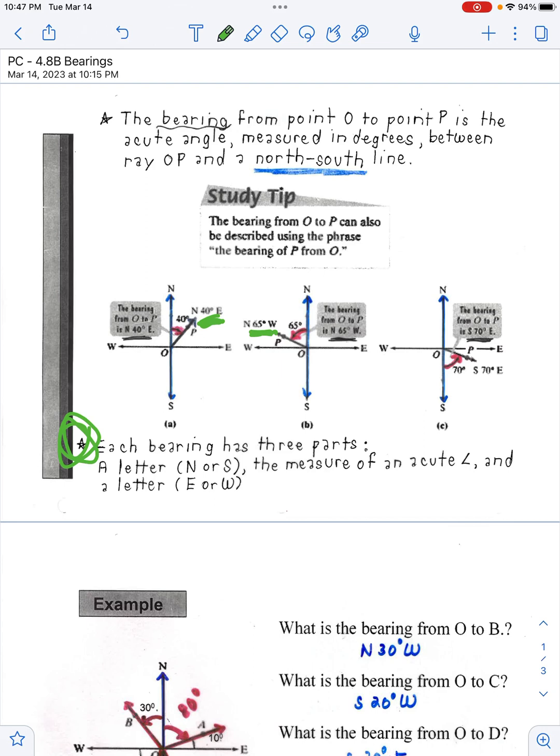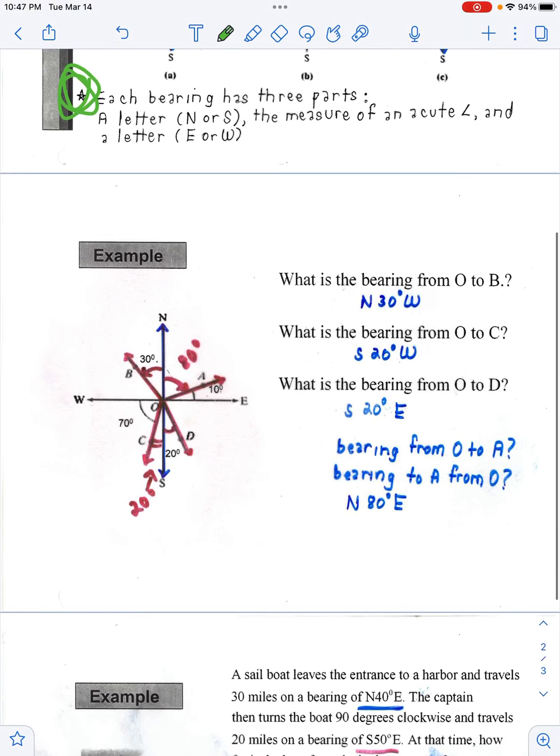Finally, we have diagram C. In diagram C, the ray OP is in quadrant 4, where you're going down and to the right. Well, down and to the right is southeast, and the measure of the angle sandwiched in between is 70 degrees. Again, that angle is formed with the north-south line. It's not a reference angle. And that angle in this diagram is given as 70. So that's bearing angles.